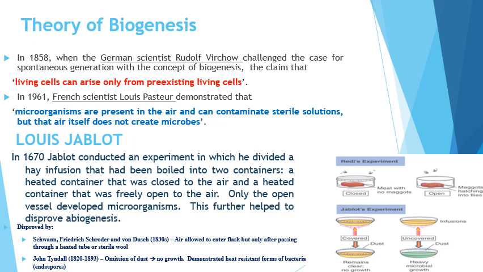Another scientist, Louis Joblot, in 1670, conducted an experiment in which he divided hay infusion that had been boiled into two containers: a heated container that was closed to the air and a heated container that was freely open to the air. Only the open vessel developed microorganisms. This further helped to disprove abiogenesis. Two other scientists also disproved abiogenesis: Schwann, Friedrich Schroeder and von Dusch, and John Tyndall.